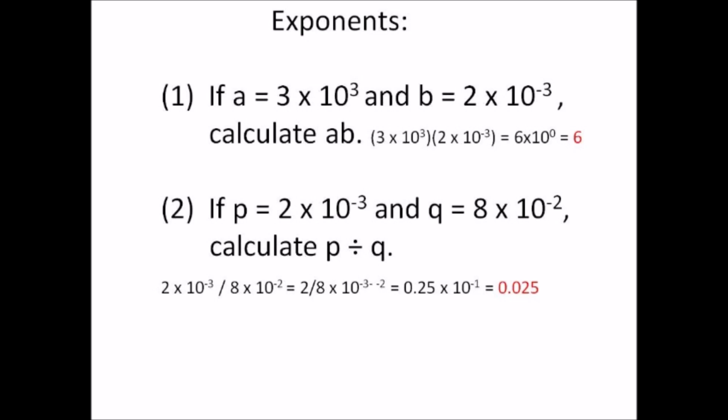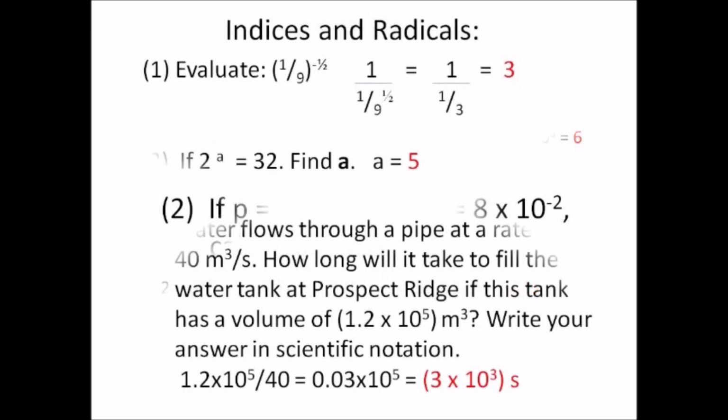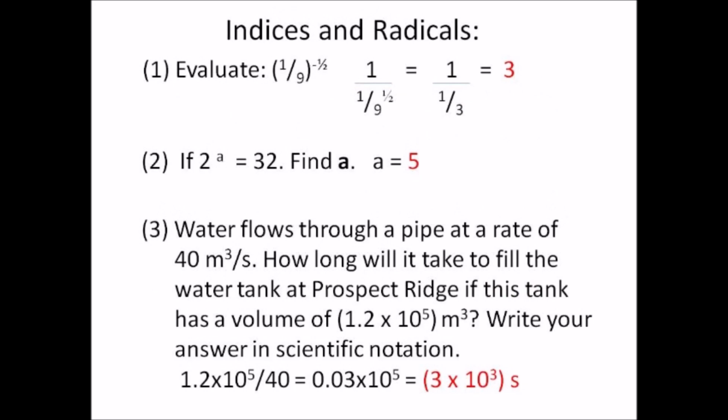Okay, good. Let's move on to indices and radicals. Number one, when you work it, you have to get rid of the negative power and put it 1 over it. It became 3. Then 5 for number 2 and 3. 3 times 10 to the 3 seconds would be the answer for number 3. They wanted it in scientific notation, and they wanted the time. That's the time in seconds that it would take to fill the tank. So the answer must be written like that.